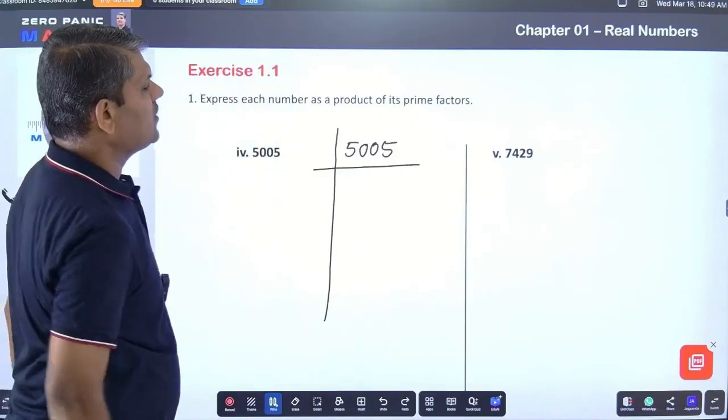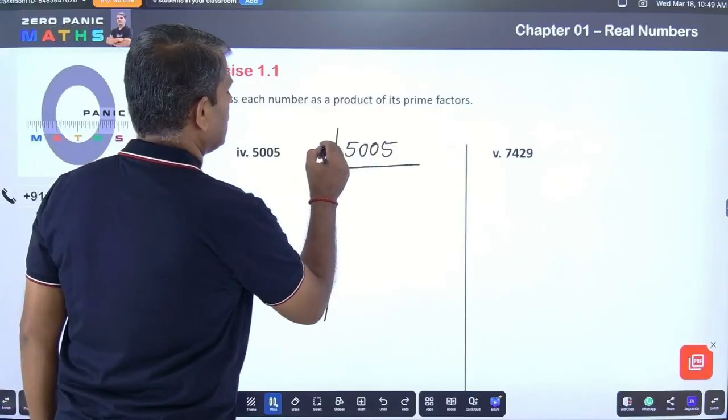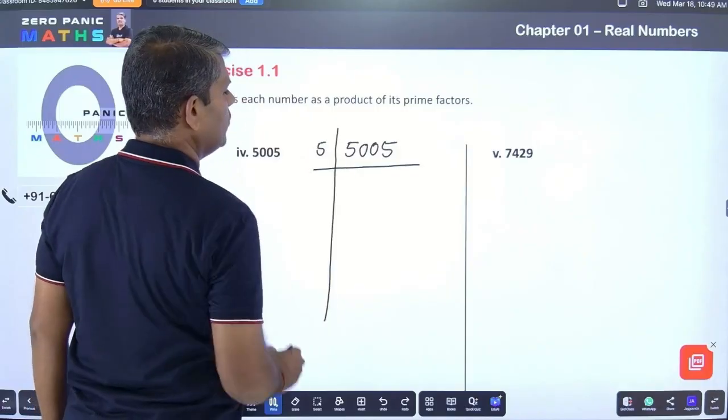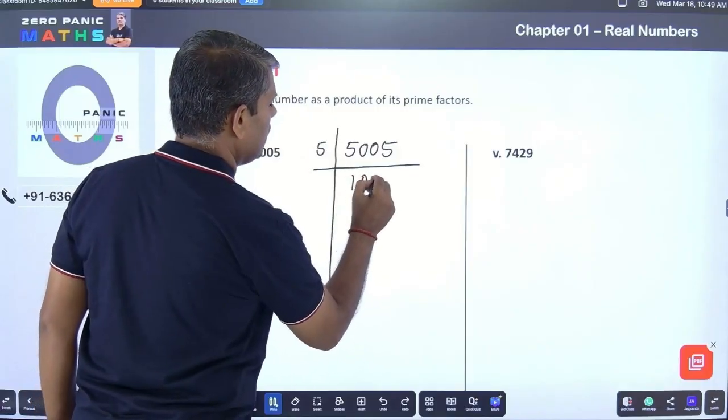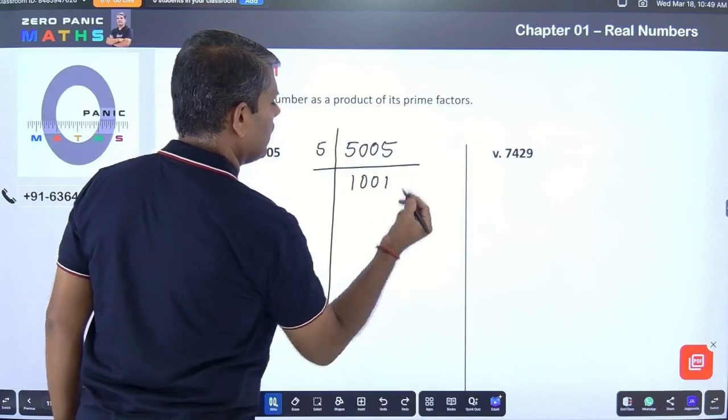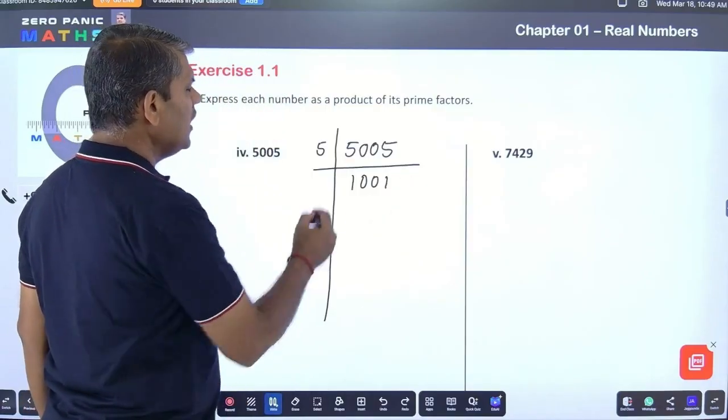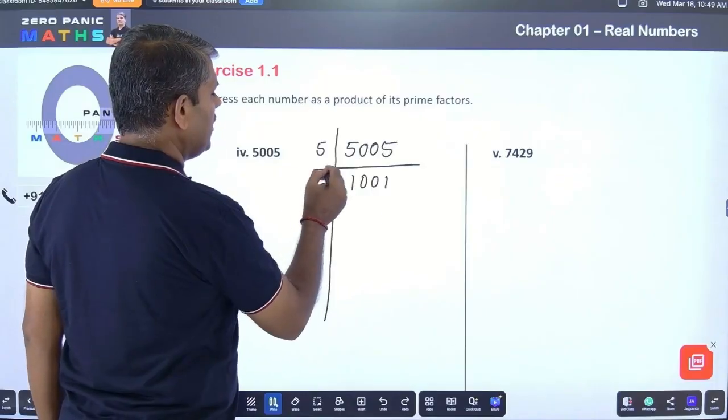Now as you can see it clearly, it goes directly with 5. 5 ones are 5, 0, 0. 5 ones are 5. Can I divide still by 5?